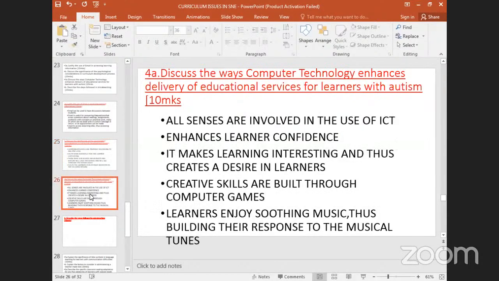So, the use of computer technology in the delivery of educational services for learners who are autistic. Number one, while using ICT, all the learners' senses are involved, and therefore this promotes growth, both creativity and other cognitive developmental skills.